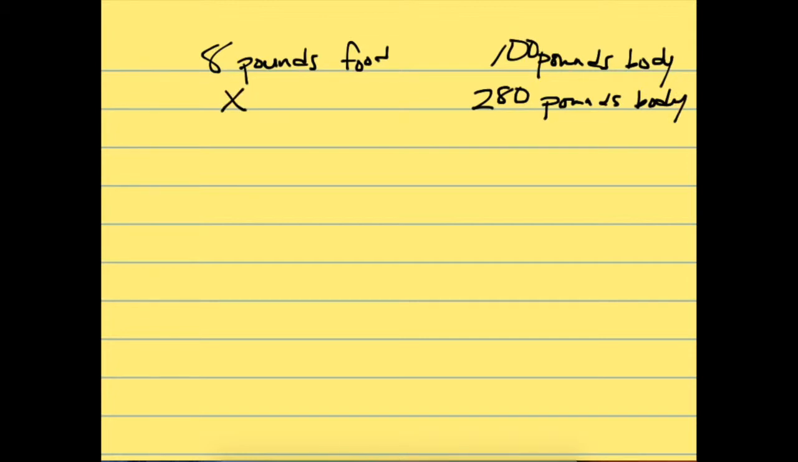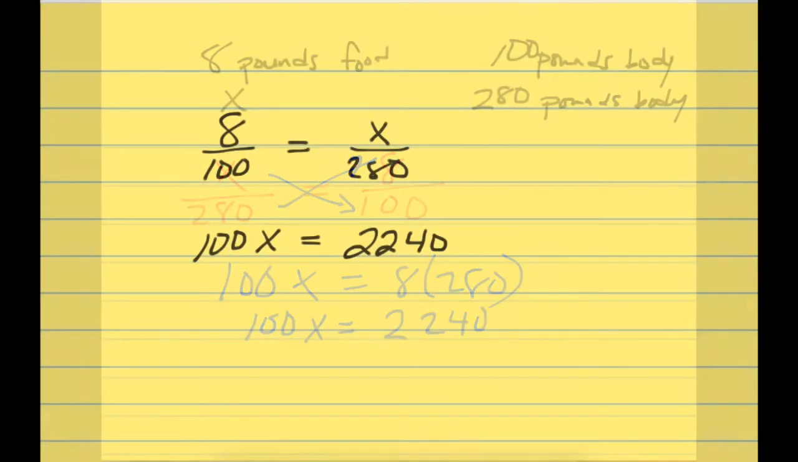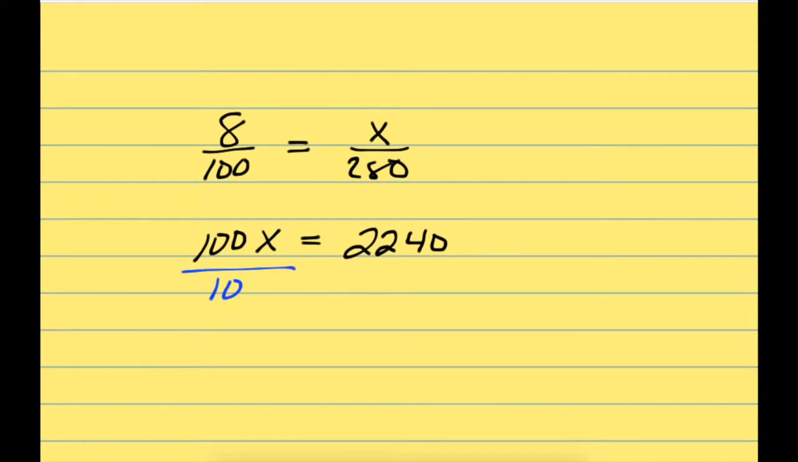So, we set up our proportion. We're not sure what x is, but that x is the amount we feed to a 280 pound seal. It has to equal the ratio of 8 pounds of food to every 100 pounds of body weight. So we cross multiply. 100 times x has to equal 8 times 280. So 100x equals 2,240. To solve, we divide both sides by 100, and we find that that 280 pound seal has to eat 22.4 pounds of food.